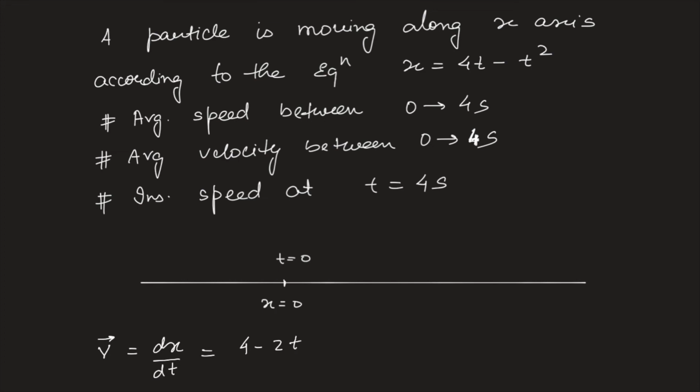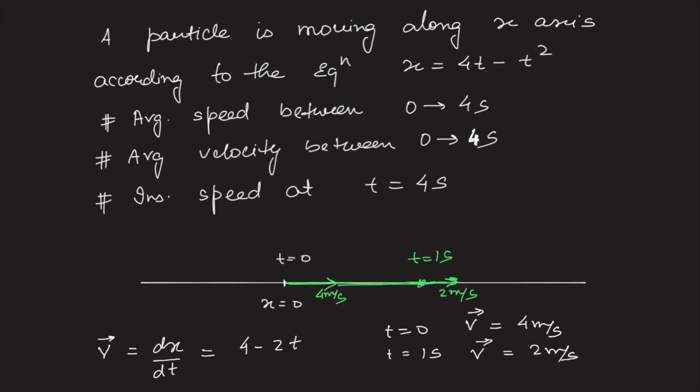4 minus 2t. We simply have to differentiate x versus t. So 4 minus 2t. Now at t equals 0, you can see that the instantaneous velocity is plus 4 meters per second. So the particle is moving forwards with 4 meters per second. Now let's say at t equals 1 second, the instantaneous velocity is 2 meters per second, and we will see that the particle is decreasing its speed. At t equals 1 second, the speed is 2 meters per second.